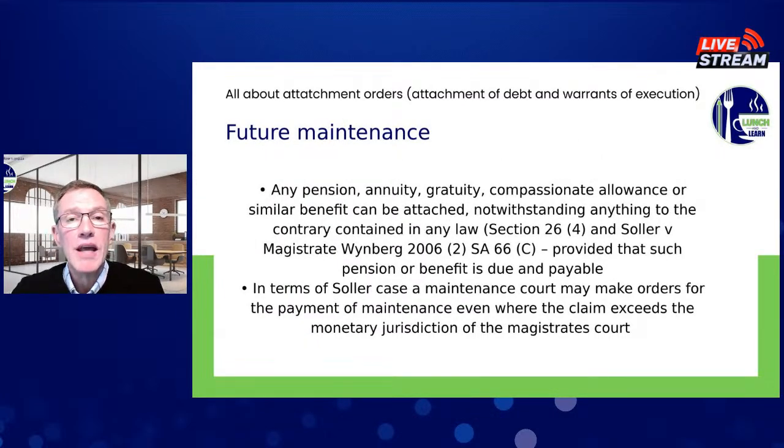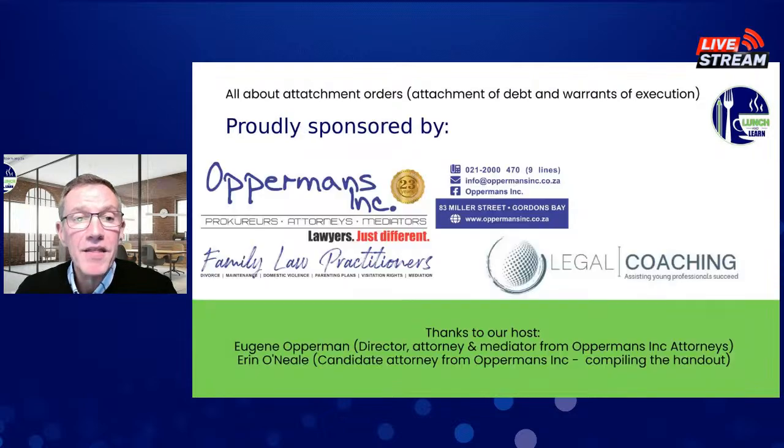Before we get to the end, I just want to note on future maintenance, and we've alerted that, and we had a full webinar on future maintenance. But it falls under attachment orders, and I felt it quite appropriate to remind the people thereof that any pension, annuity, gratuity, or compassionate allowance or similar benefit can be attached, notwithstanding anything contrary to the law. That was specifically mentioned in terms of Section 26(4) of the Maintenance Act, and it was amplified by the judgment of Solar versus Magistrate Weinberg in 2006. It provided that there is a mechanism where you can attach a pension, gratuity, or any allowance benefit that is due and payable, but it should be due and payable to the respondent. That is basically the future maintenance as well.